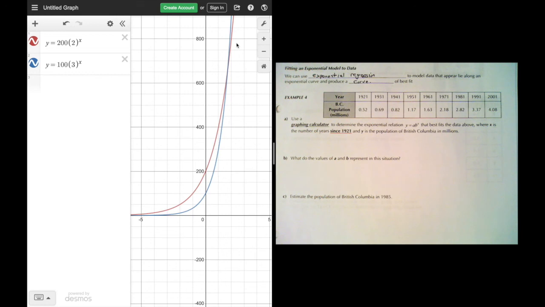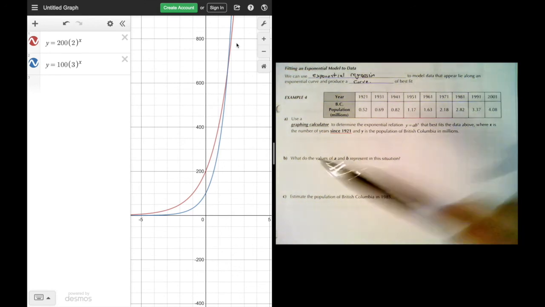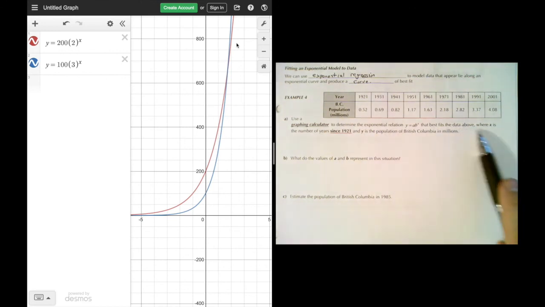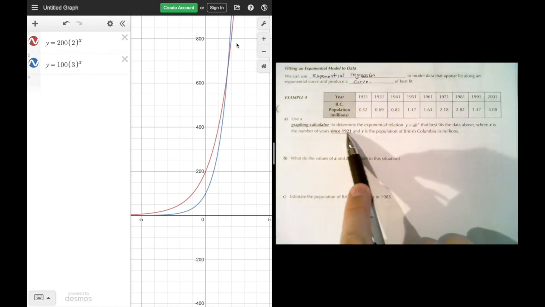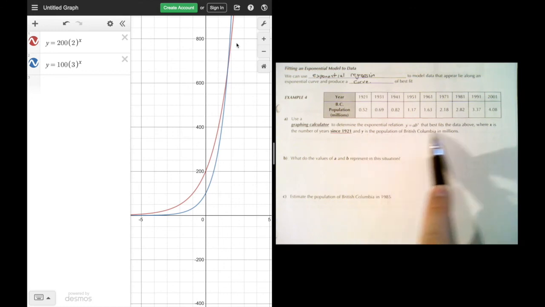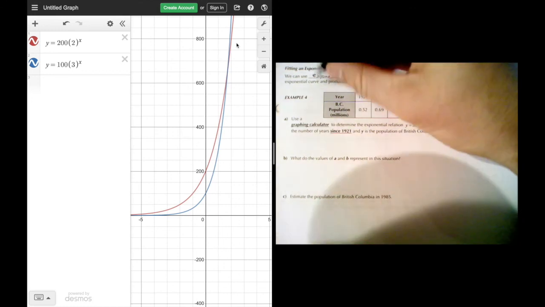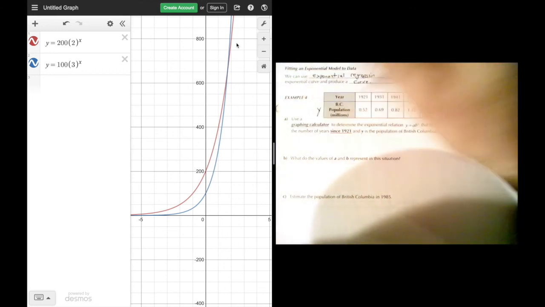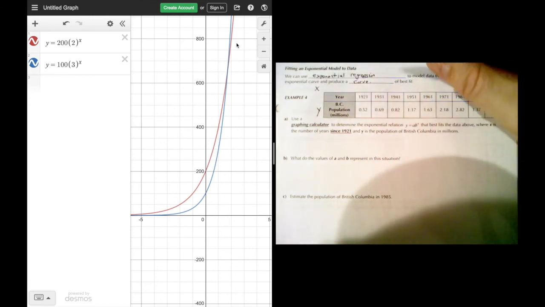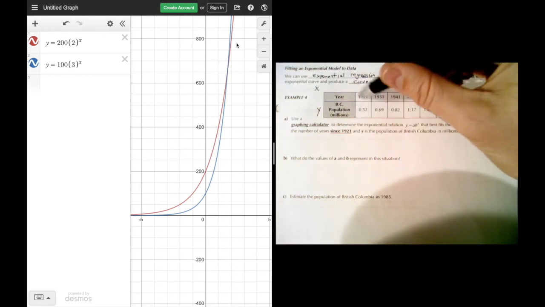So we're going to take a look at some data. We've got our years and our population in millions. So years are going to be our x and population is going to be our y. But it says use a graphing calculator to determine the exponential relationship that best fits, where x is number of years since 1921 and y is the population in millions. So these aren't going to be our x's. This is going to be our y. Our x's are going to be how many years since 1921 each year is.